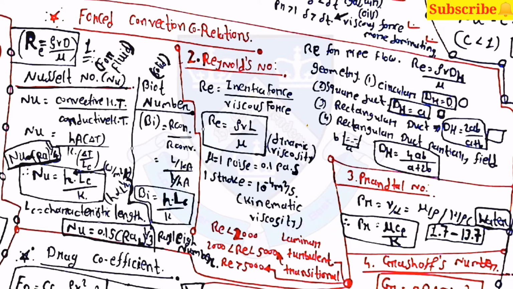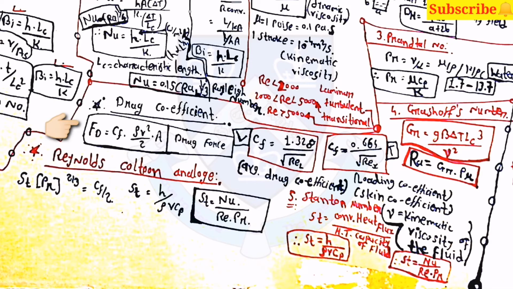Then after that, forced convection correlations. First one is the Nusselt number: Nu is equal to hLc by k. Then the Reynolds number: Re is equal to rho V L by mu. Then the third one is the Prandtl number: Pr is equal to mu Cp by k. Then the drag force: Fd is equal to Cf into rho V squared by 2 into A. Here Cf is the value of the average drag coefficient.